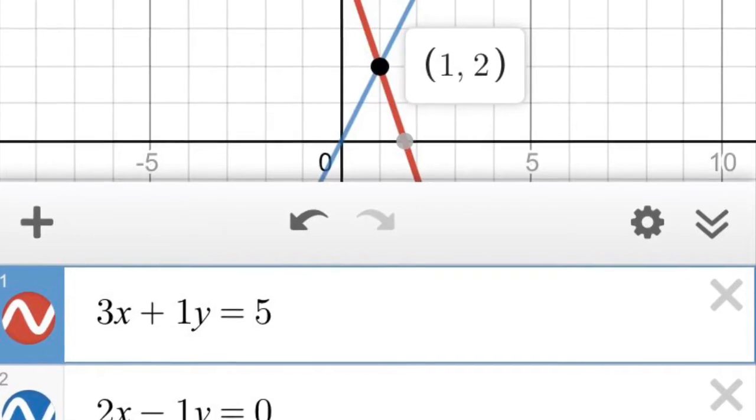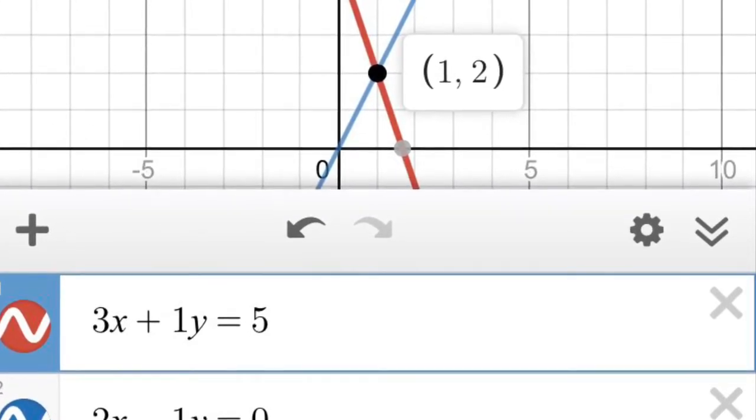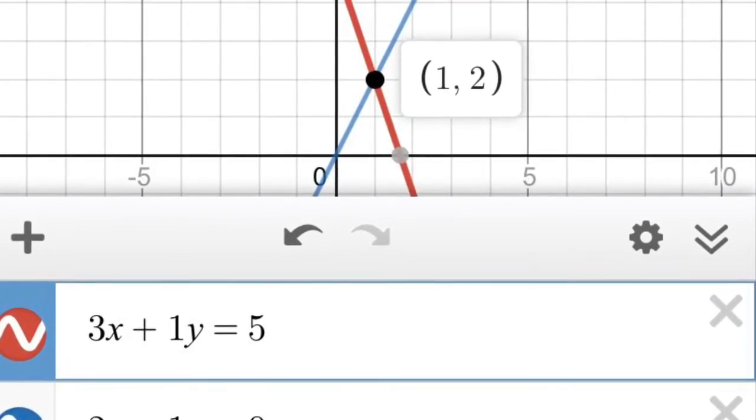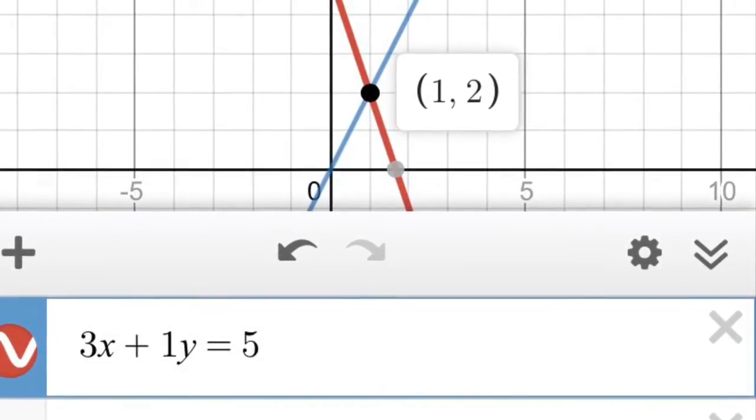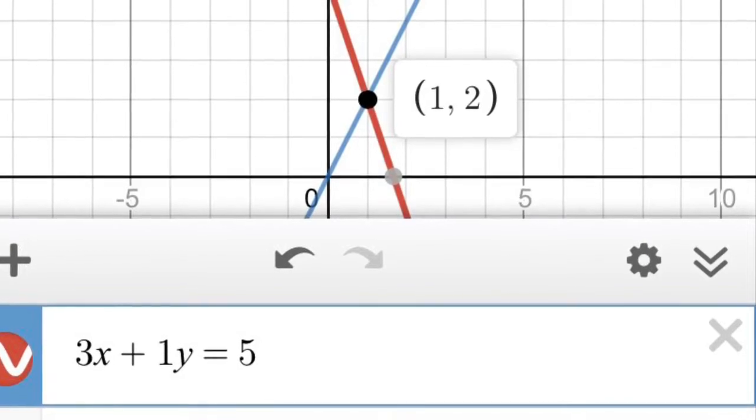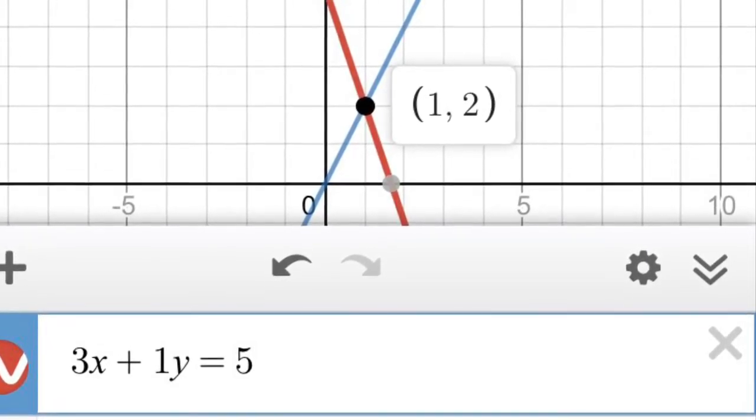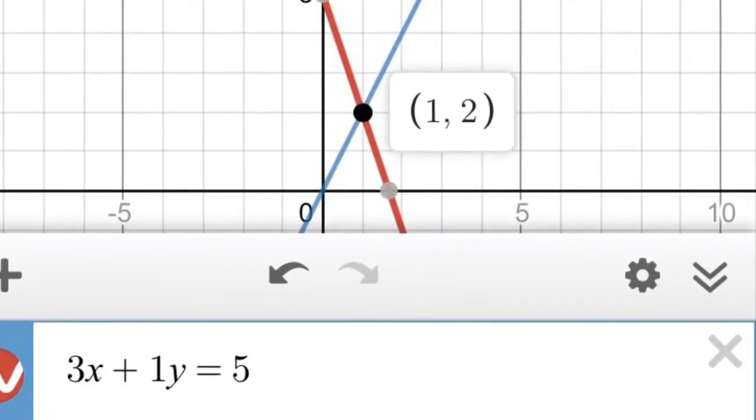As always, I'm going to use Desmos just to check to make sure my answer makes sense. And when I enter those two equations into Desmos and check, it does say that the two lines should touch at x is equal to 1. Now what we need to do is some algebra to get the y is equal to 2.